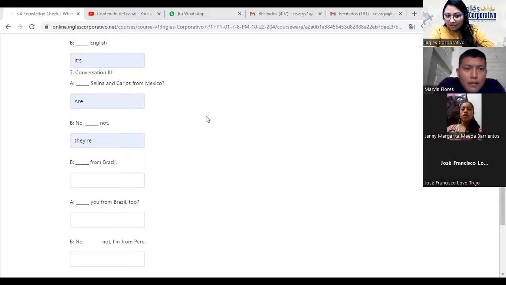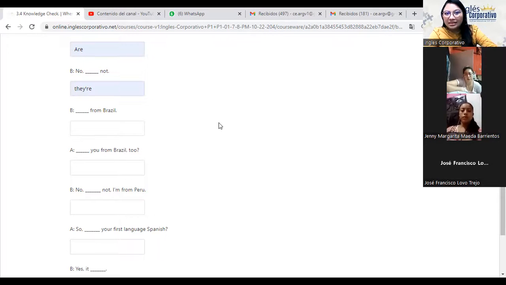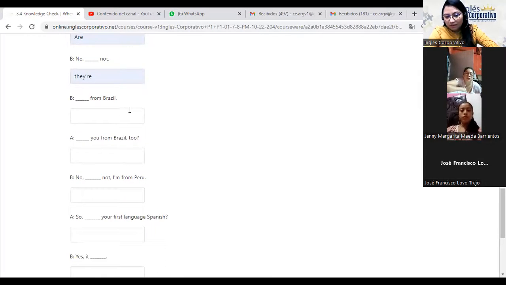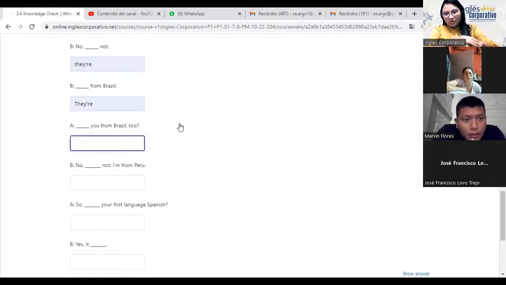Sigo hablando de quién, de Selena y Carlos. ¿Serán de Brasil? ¿Será pregunta? ¿Será una afirmación? ¿Negativo? ¿Qué piensan? It's an affirmative. Brazil. They are not from Mexico. ¿Qué significa? They are from Brazil. And now, a la persona que está preguntando, le regresan. ¿O quieren averiguar sobre esta persona? It's a conversation.